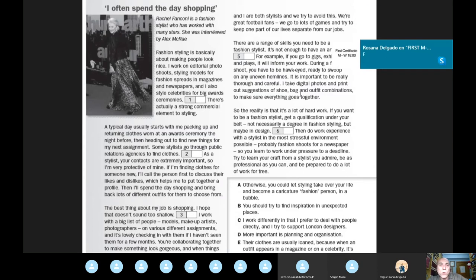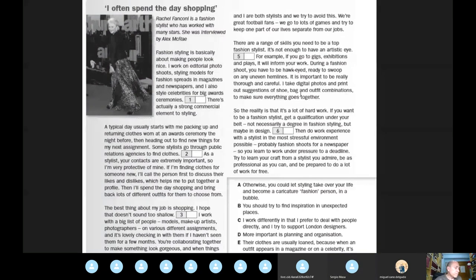So I'm going to repeat all the answers in case you need this reinforcement. In number one is letter E. In number two is letter C. In number three is letter G. In number four is letter A. In number five is letter B. And in number six is letter F. Congratulations to the people who have three or more correct answers, because you are passing this imaginary evaluation. Well, this is reading and use of English.